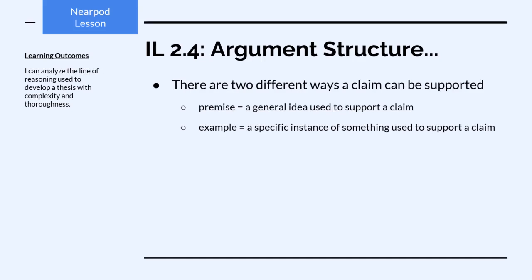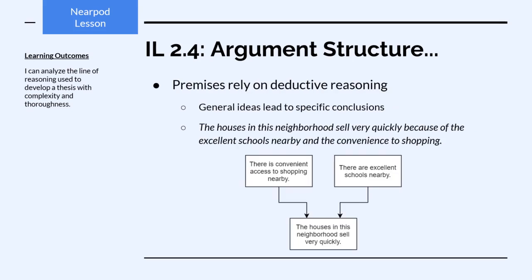There are two different ways that a claim can be supported. Either through a premise, which is just a general idea stated as a truth that is used to support the claim, or through an example, which is a specific instance of something used to support a claim. The way that you can tell apart premises from examples is that premises rely on deductive reasoning. Deductive reasoning is the process of beginning with general ideas and from those following them to specific conclusions.